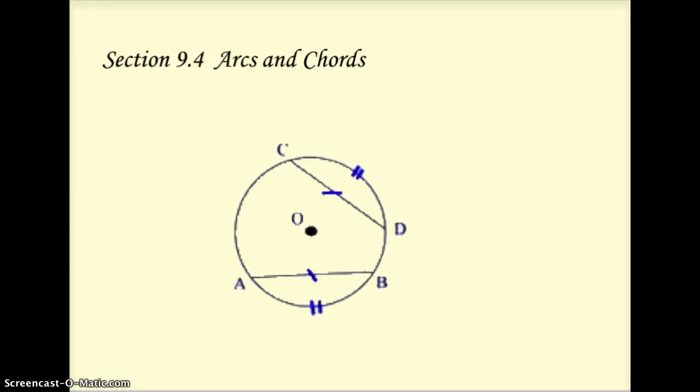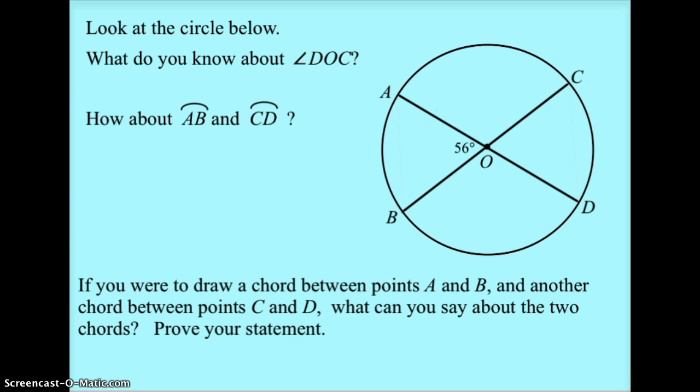Section 9.4, Arcs and Chords. Look at the circle below. What do you know about angle DOC? It should be 56 degrees. What do you know about arc AB and arc CD? Those two arcs are also congruent.